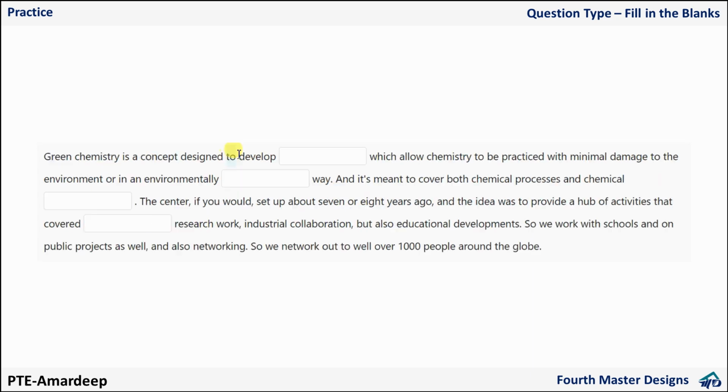Let's do one more. Green chemistry is a concept designed to develop technologies which allow chemistry to be practiced with minimal damage to the environment or in an environmentally compatible way. And it's meant to cover both chemical processes and chemical products. The center, if you would, set up about 7 or 8 years ago, and the idea was to provide a hub of activities that covered fundamental research work, industrial collaboration, but also educational developments. So we work with schools and on public projects as well, and also networking. So we network out to well over 1,000 people around the globe.